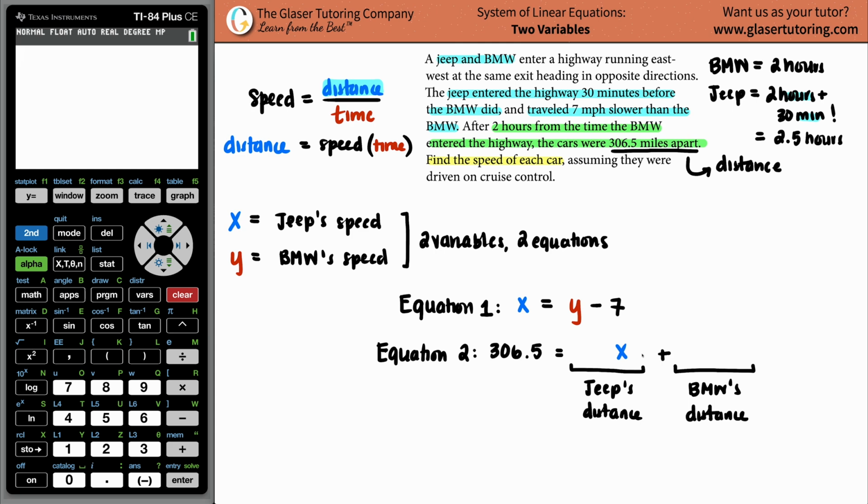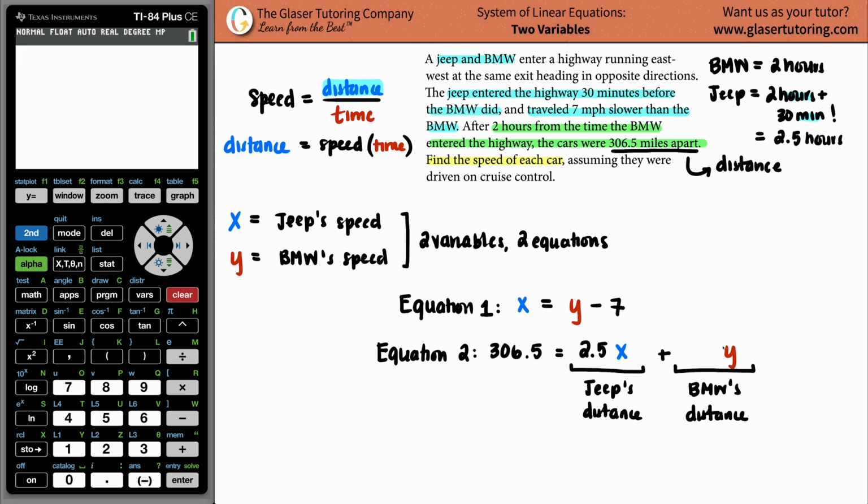Now, we're going to take that X value, the speed, and times it by the Jeep's time, which is 2.5. And this combined distance is the Jeep's doing plus the BMW's doing. So we got to do the same thing for the BMW: speed times time. The BMW speed we said was y.